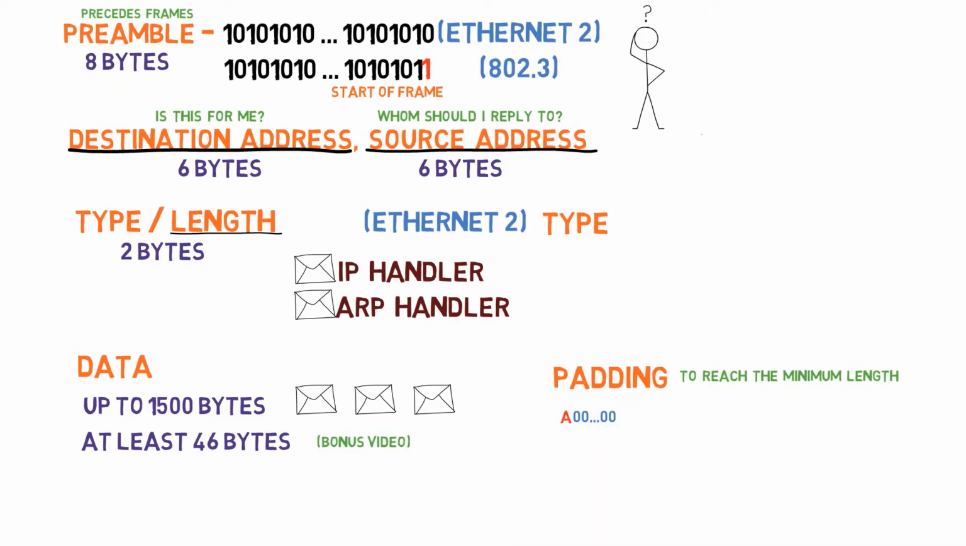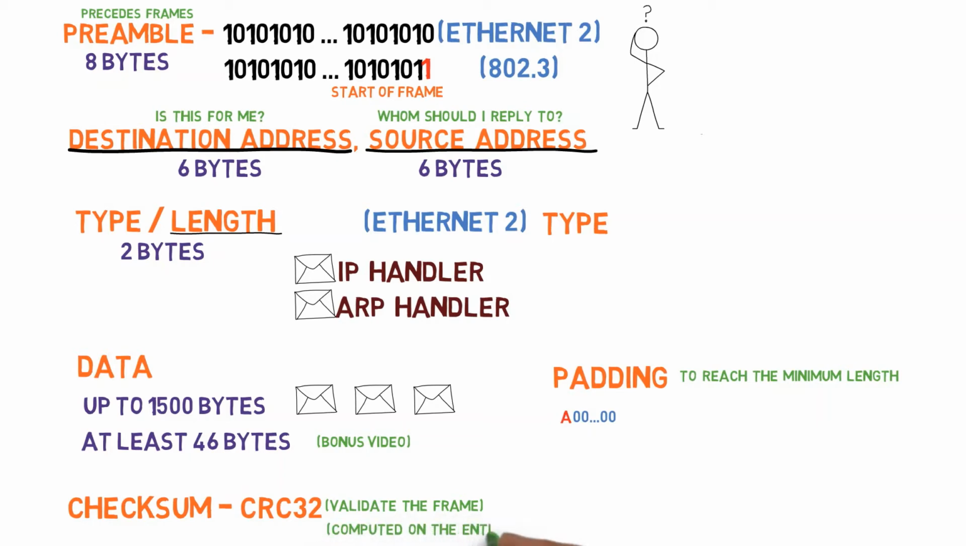Last but not least, we have a checksum. This is a 32-bit CRC checksum used to determine whether the bits of the frame have been received correctly, as we've explained in the previous video. In case of an error, the frame is dropped. The CRC is computed on the entire frame, that is, including the header. Notice that it doesn't include the preamble, as it is not really a part of the frame.